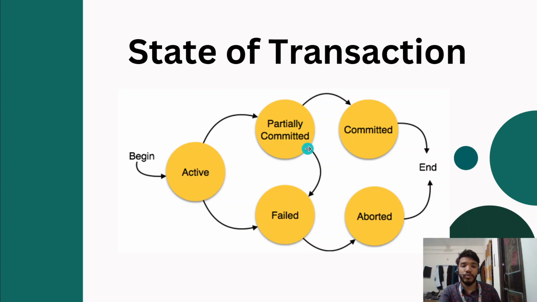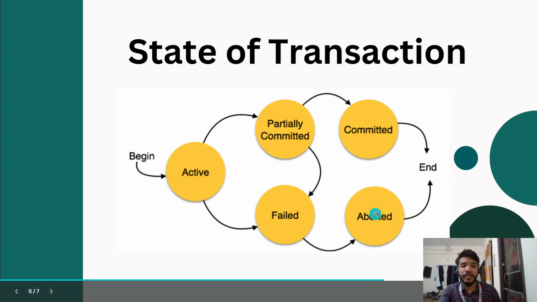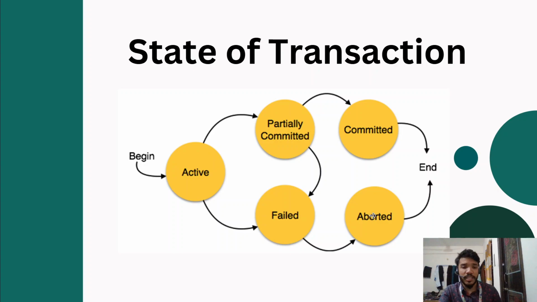Partially committed is separated into two ways: it has already failed, or it is committed. If it is committed, then it's totally ended. In a committed transaction we see the output. After that, failed means it's aborted, and it's out of the transaction and the end.